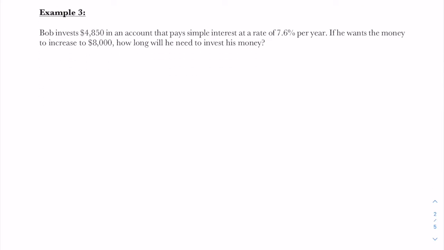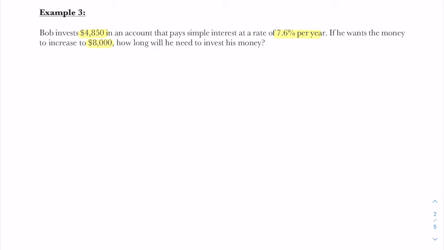In this example, Bob is investing $4,850 in an account that pays simple interest at a rate of 7.6% per year. In this case, Bob would like the money to increase to a final value of $8,000. This question is different because it's asking now for how much time we need the money to invest.